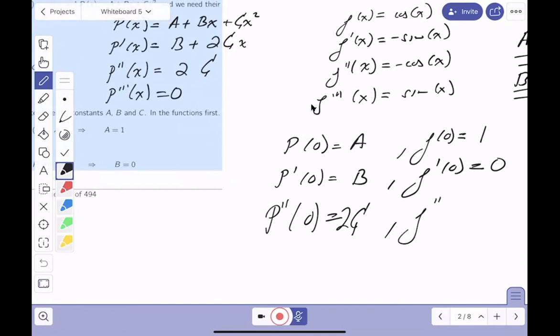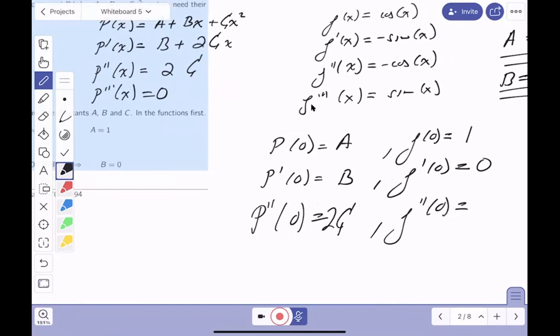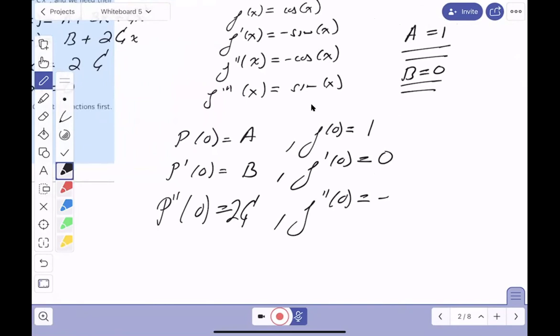And what's F double prime of 0? Well, I don't know. I got to check it out. That's minus 1, isn't it? So what does it say? 2C is equal to minus 1. So that says C is minus 1/2, right?